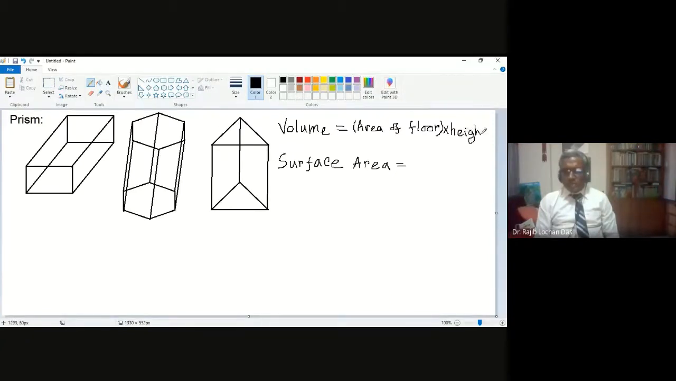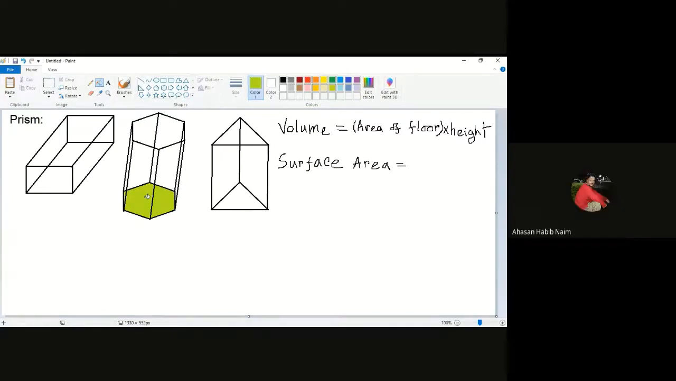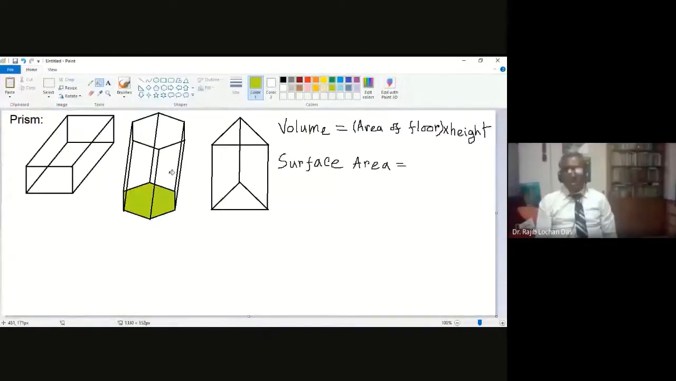So now think about all these. What is the floor? Say for the middle one, the floor will be this, which I am showing in green color. That means the hexagon. And what is the third one? The floor is a triangle.